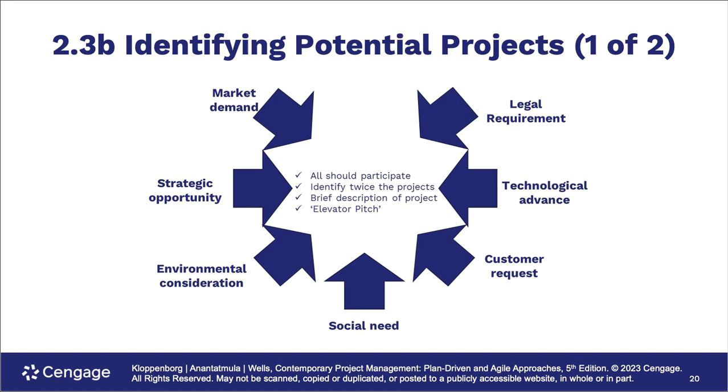Potential projects. Now here's where we start our search. We've got market demand. All the arrows are things that push in on or influence which projects are chosen. All should participate. Identify twice the projects. Brief description of the project: an elevator pitch. That's a short speech to say this is what we're doing and why. But all of these weigh in on this.